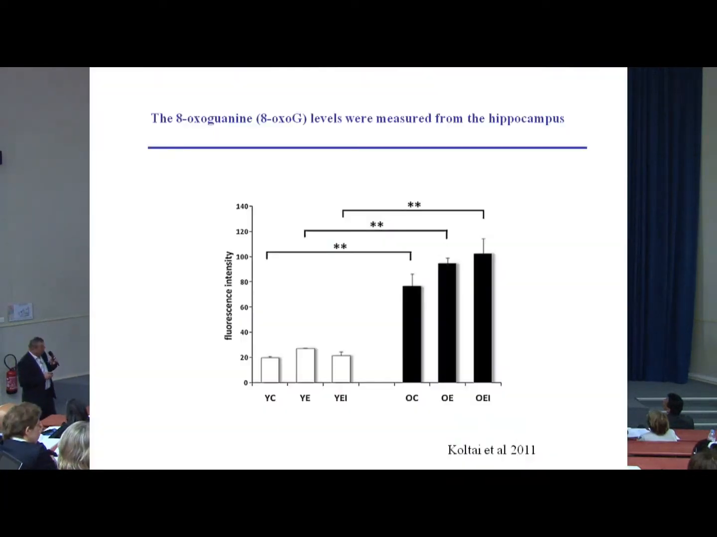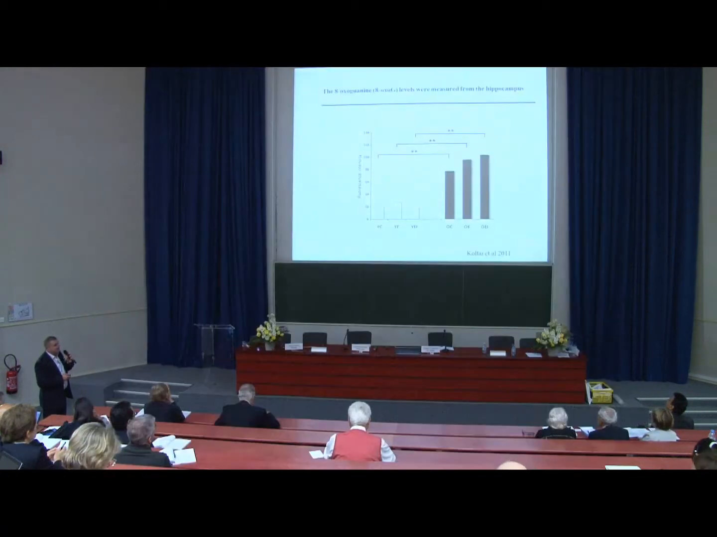We are also using the brain in our studies. Here we measure the DNA damage in the hippocampus. We have young control, young exercise trained, young IGF-1 treated, old control, old exercise, and old exercise with IGF-1. Here we are just showing the DNA damage data, which is increased with aging, not a surprise actually.